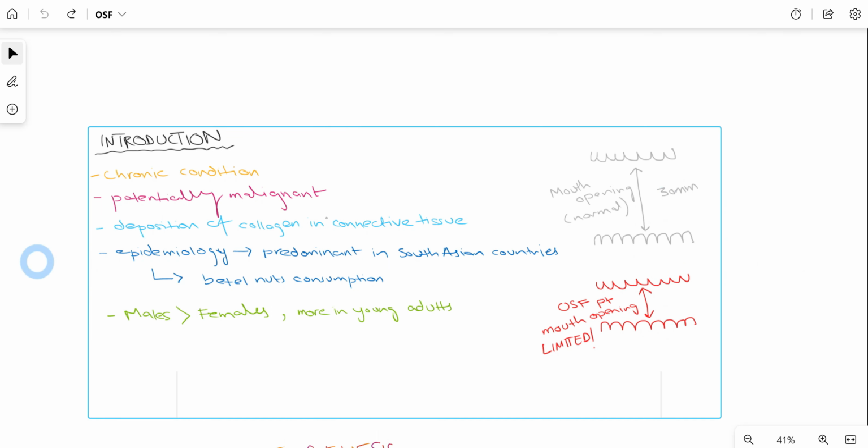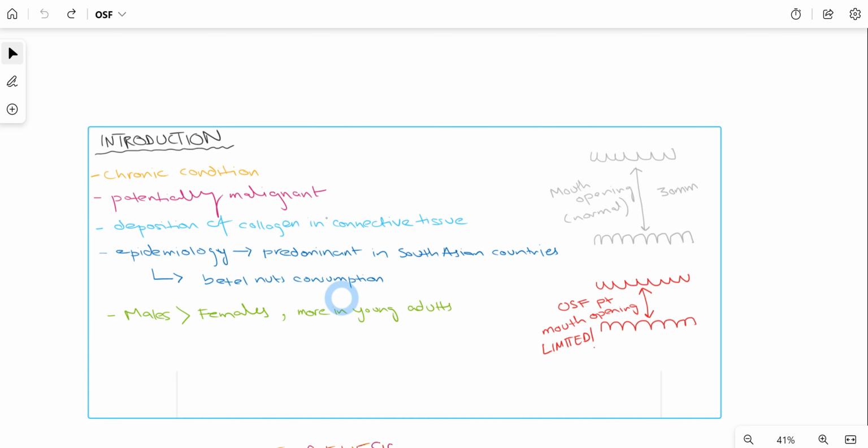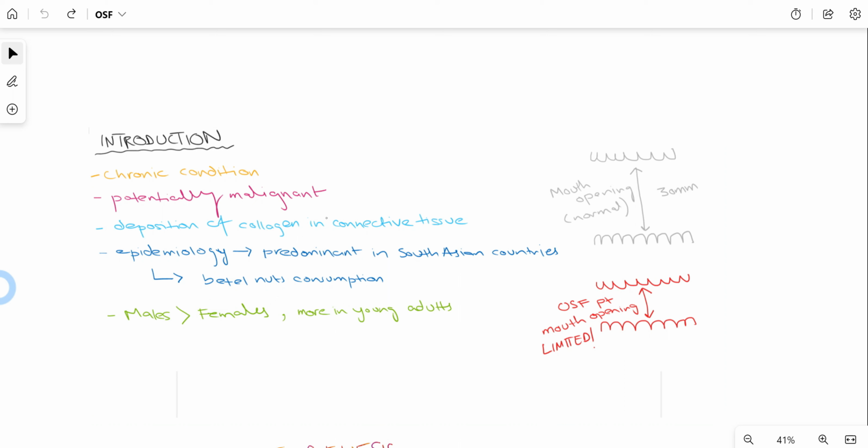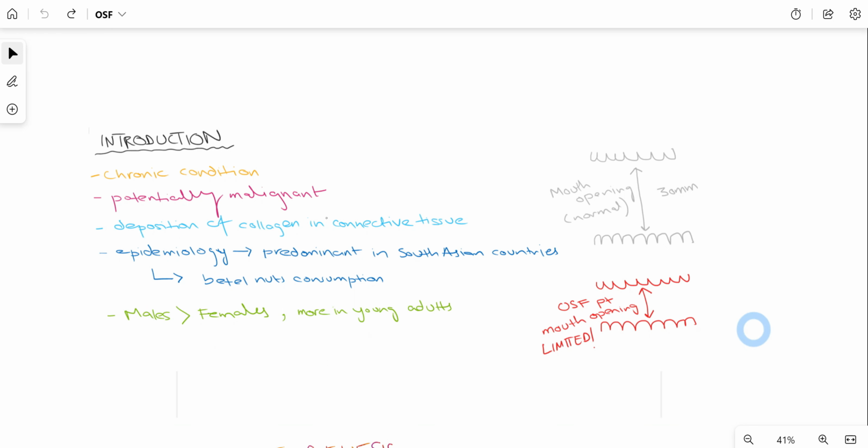Now, if we talk about the epidemiology, OSF is mostly found in South Asian countries, and the reason is excessive consumption of betel nuts. Betel nuts lead to increased irritation of the mucosa all around the mouth, and that leads to increased inflammation, and that inflammation leads to excessive fibrosis. In terms of gender distribution, OSF is mostly found in males as compared to females. Furthermore, it is most commonly associated with young adults.